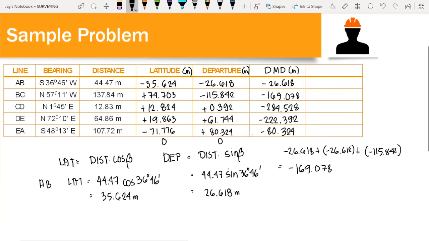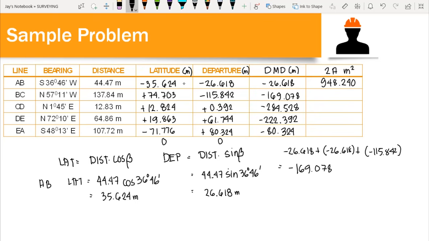Now we compute for the double area, or 2A. To compute the double area, you just multiply the DMD and the value of the latitude of the same line. So we multiply negative 26.618 times negative 35.624. This gives us 948.240, and since this is an area, the unit is meter squared.